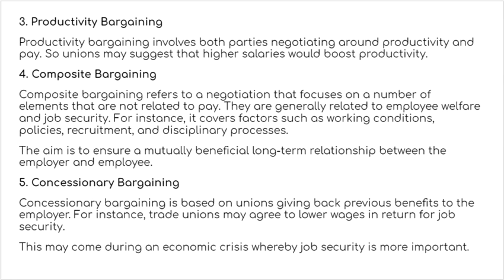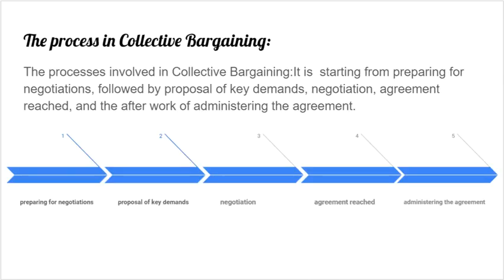Concessionary bargaining. Concessionary bargaining is based on unions giving back previous benefits to the employer, for instance, trade unions may agree to lower wages in return for job security. This usually happens during economic crises.